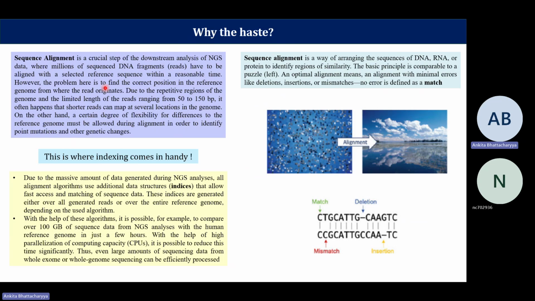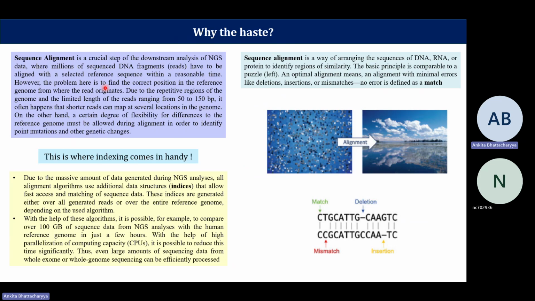Third, a certain degree of flexibility for differences from the reference genome should be allowed. It cannot be extremely stringent, demanding a 100% match between your read and your reference genome. Why? Because it's possible that there are point mutations and variants, and your objective is to actually find those variants. If you put too stringent a criterion, it is possible that the read doesn't align anywhere, and then you are losing out on data. So this is where indexing, the process we were discussing, comes in handy.